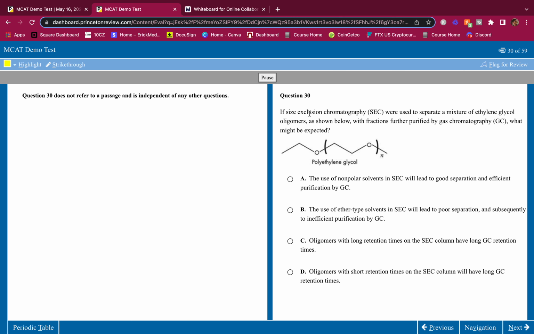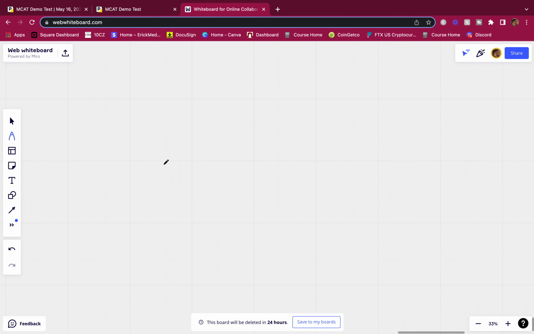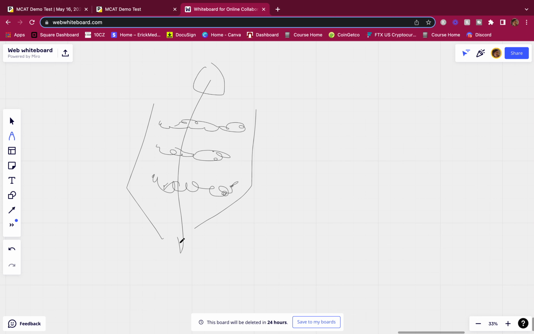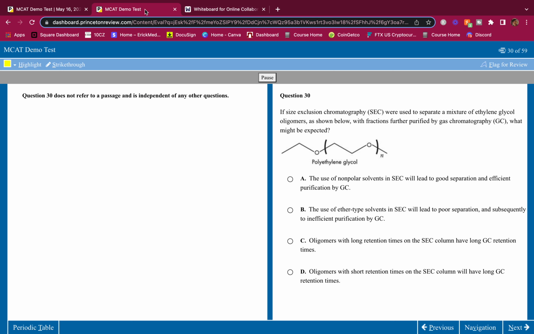If size exclusion chromatography were used to separate a mixture of ethylene glycol oligomers, as shown below, with fractions further purified by gas chromatography, what might be expected? All right, size exclusion chromatography. This is when you let the big guys go first. So you have like a gel matrix here. I want to call it a matrix gel. I don't know what it's called, but basically you have something stopping the proteins from falling down. And the big guys will fall down. Bam, they're so heavy. The small guys would get trapped up here. This is due to size.